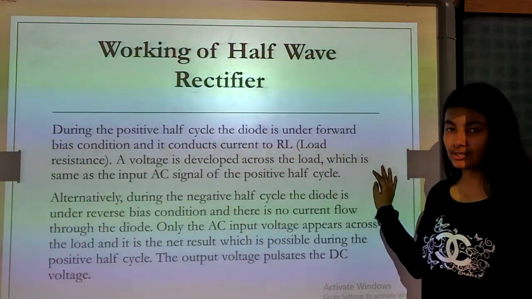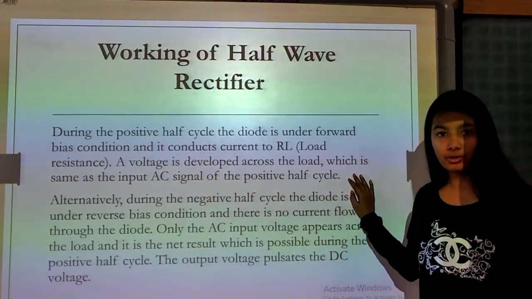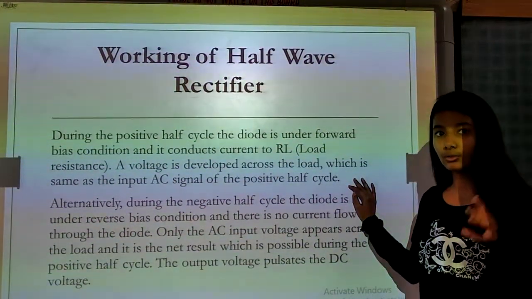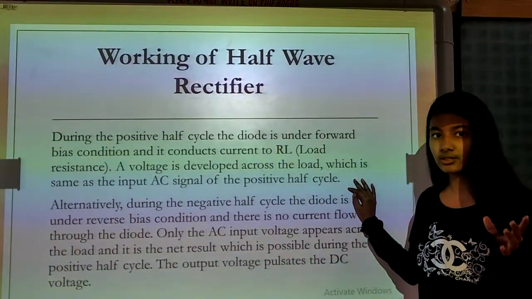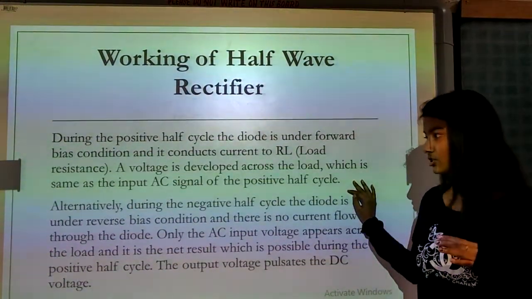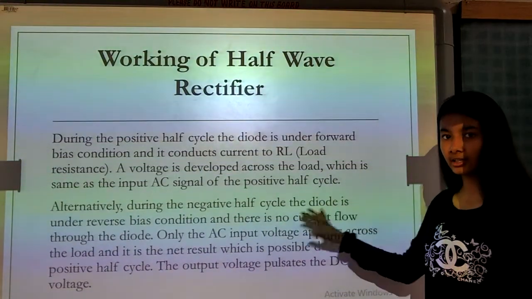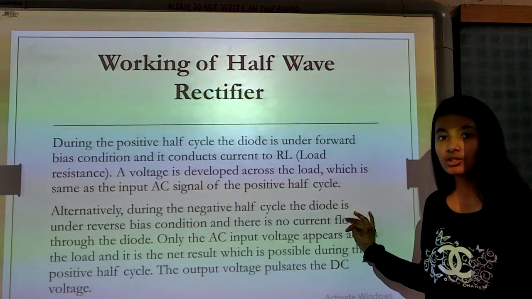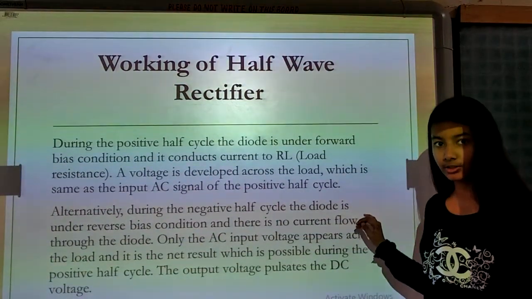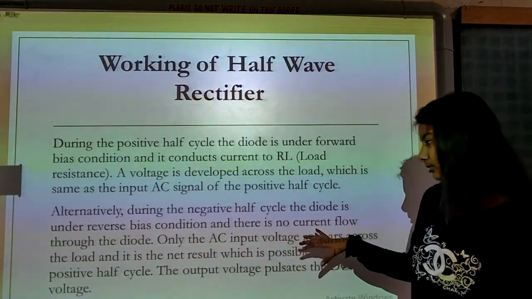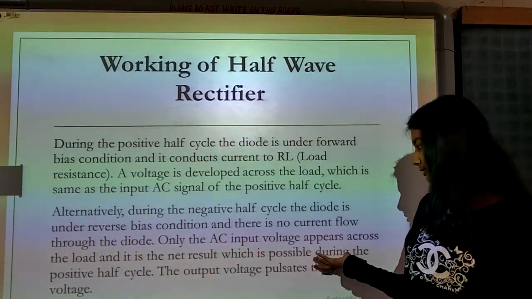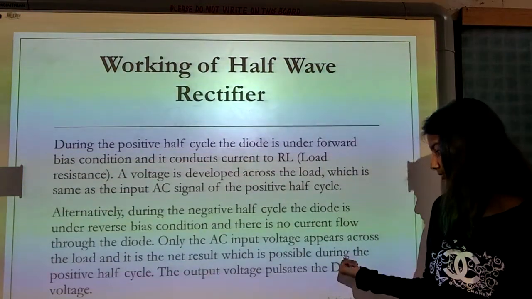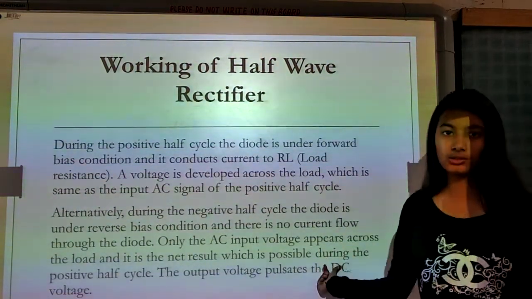During the positive half cycle, the diode is under forward bias condition and it conducts. So we get voltage across the load resistance, which is DC voltage. Alternatively, in the negative half cycle, the diode is under reverse bias condition, so there is no conduction of current. So the net result is that during the positive half cycle, the output is a pulsating DC voltage.